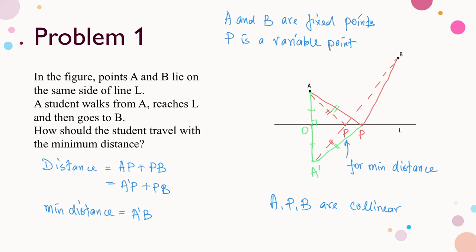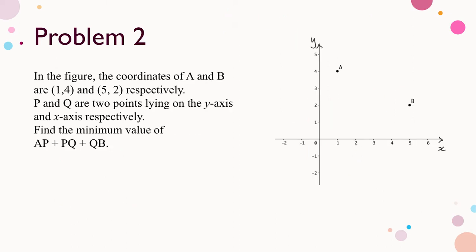Make sure you understand every detail of the solution before going to the next problem, including fixed points and variable points, and reflection of a point about a line. When 3 points are collinear, the distance is minimum. It helps you to understand more how the other problems are solved.